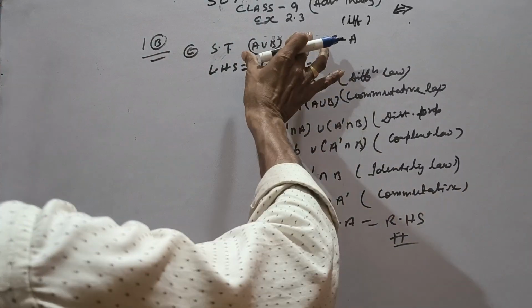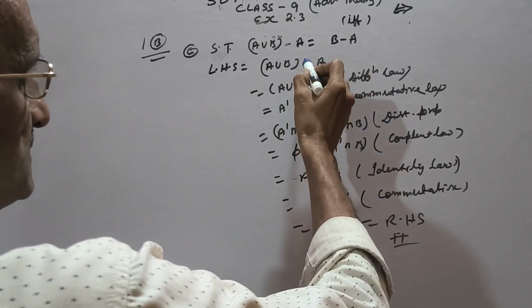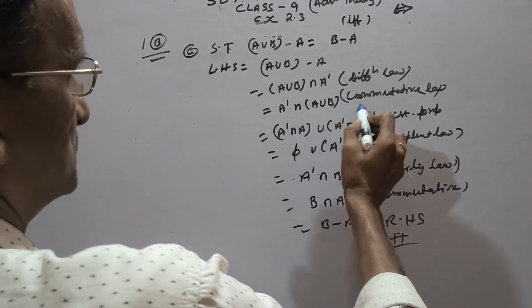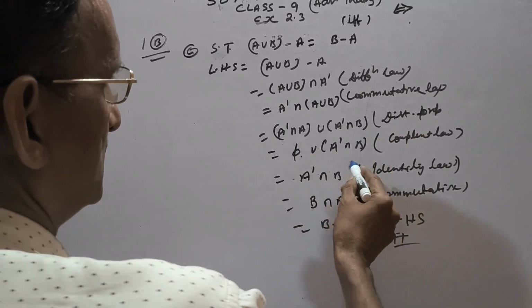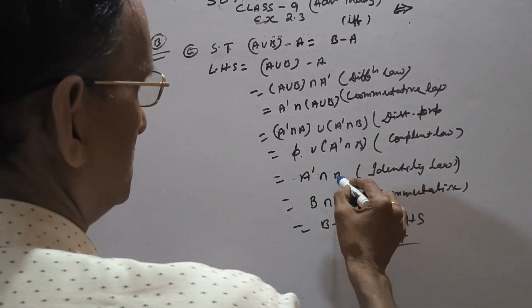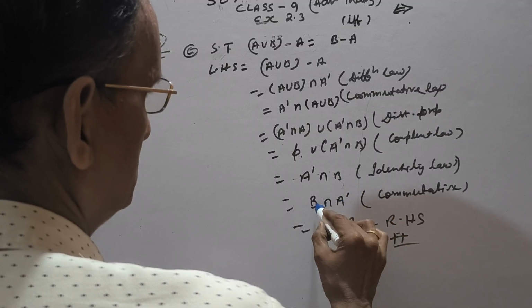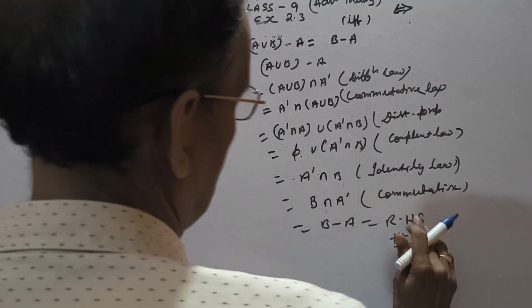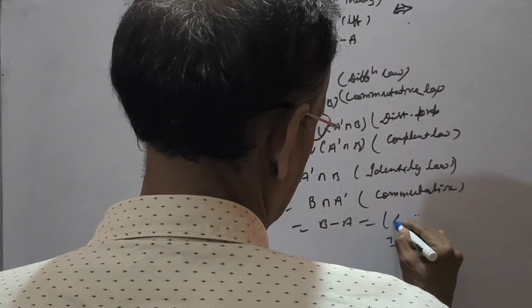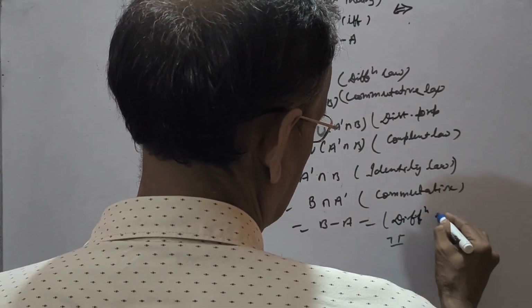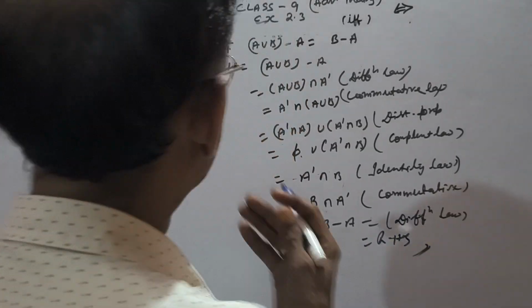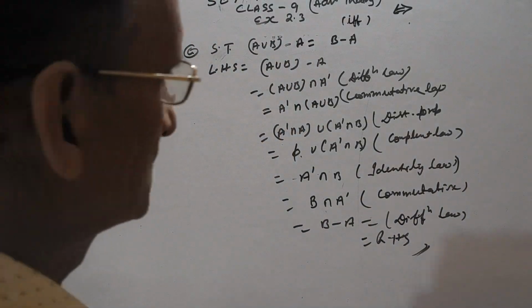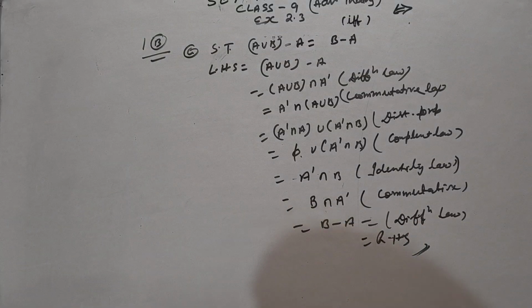Understood? We have taken the left side. We have the difference law, the commutative law, the distributive law, the complement law, again the identity law, again the commutative law, and this last is the difference law. So I need to write here, sorry, this property must be the difference law. Then I will write RHS. Okay. Now we go to the next sum.